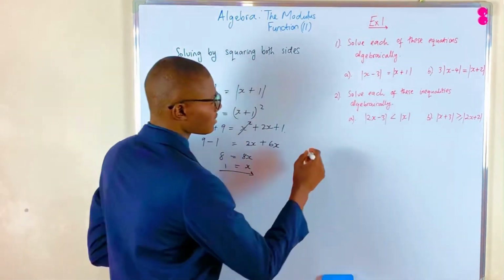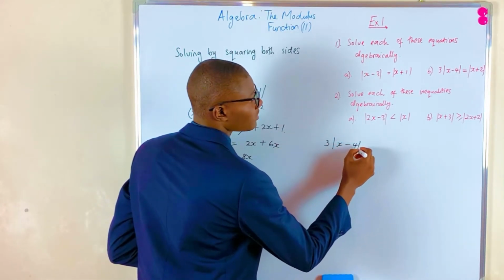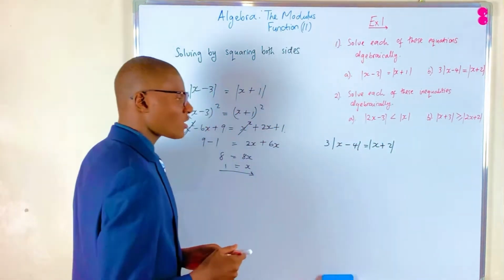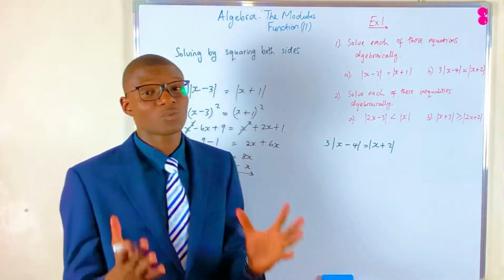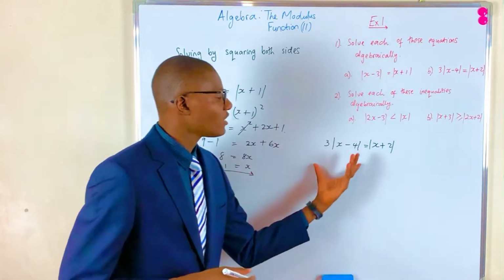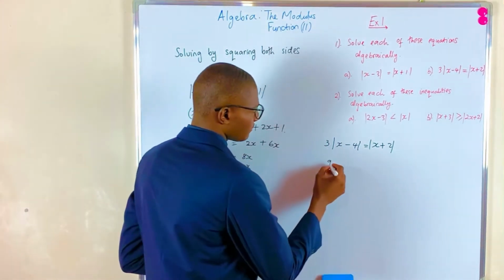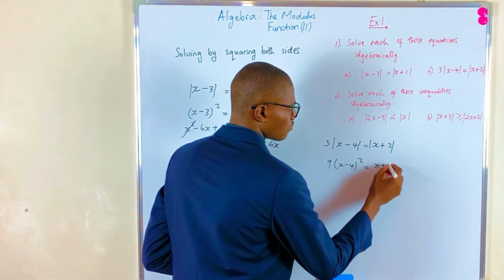Part B requires us to solve for x. Sorry, 3 multiplied by the modulus of x minus 4 is equal to the modulus of x plus 2. So now we square both sides. But be careful, this 3 is not part of the modulus. What do we mean by squaring both sides? We're going to square literally what's on this side and what's on that side. So 3 squared, we get a 9. 9 multiplied by x minus 4 squared is equal to x plus 2 squared.